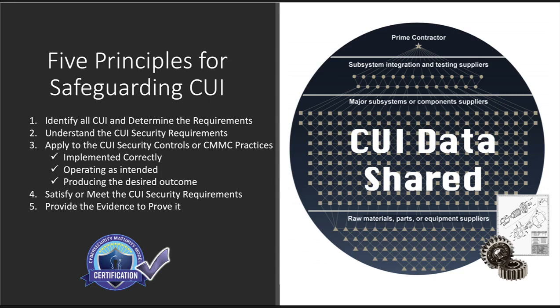What is that desired outcome? That desired outcome is that we have to satisfy or meet the CUI security requirements that we learned about in step number 2. And then we have to be able to provide evidence that proves that we're doing it. As always, an important reminder is that if we do steps 1, 2, 3, and 4, but we don't have the sufficient evidence to prove it, then it's as if we haven't done it at all. We will not meet requirements. So the evidence of demonstrating the fact that we can and we do is everything in execution of the requirements.